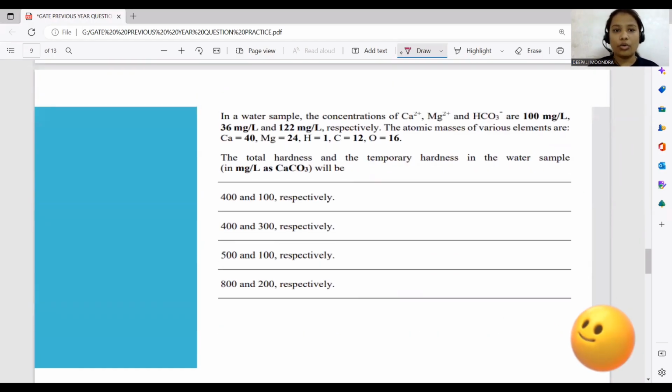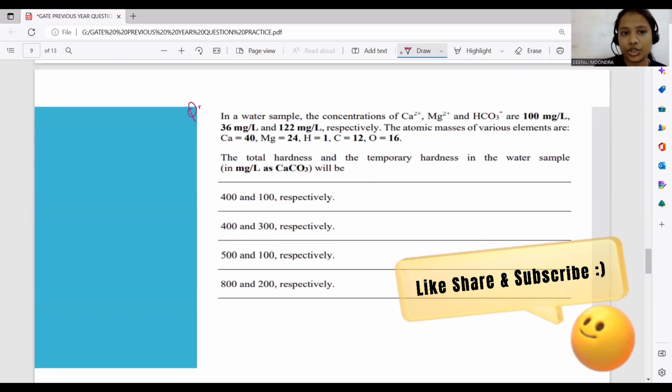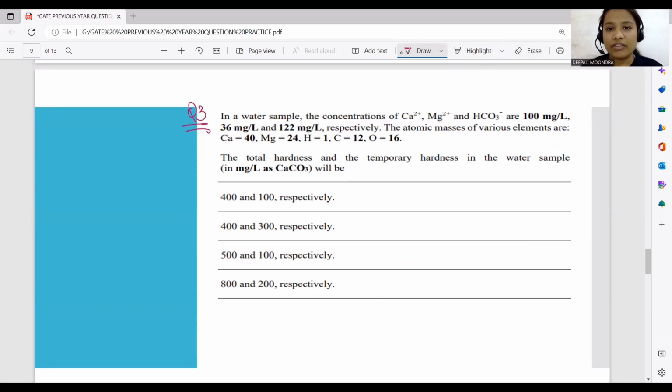All right. Now, the third very important question we have is, the water sample having the concentration of Ca+2, Mg+2 and HCO3- as 100 mg per liter, 36 mg per liter and 122 mg per liter. So atomic masses are also given. Now we need to find the total hardness and temporary hardness.